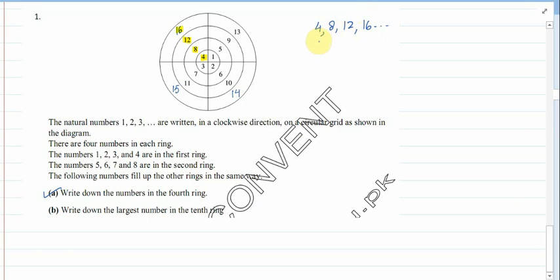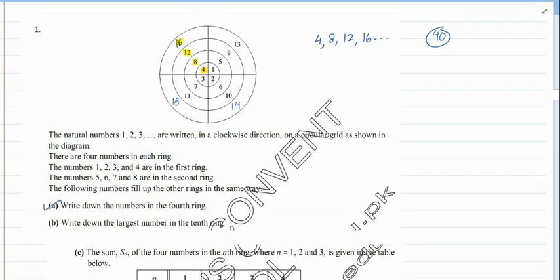So the largest number in the 10th ring will be 4 times 10, which equals 40. Largest number in the first ring, 4 ones are 4. Largest number in the second ring, 4 twos are 8. Largest number in the third ring, 4 threes are 12. So the largest number in the 10th ring, 4 tens are 40. After that, the next part.